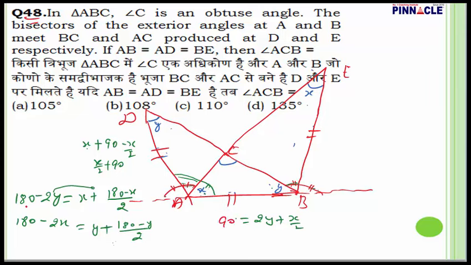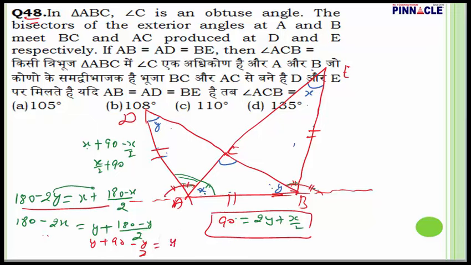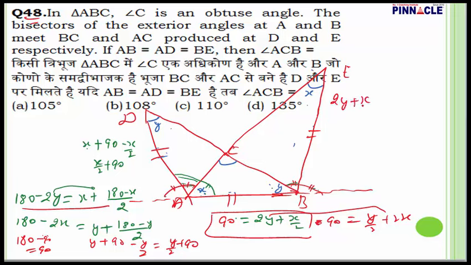This is 90. So from this we can find that this is 1, and from this you can find that this would be equal to y plus 90, because 180 by 2 is 90 minus y by 2, this would become y by 2 plus 90. This side it is 180, so 180 minus 90, that is 90. This would be equal to 90 plus y by 2 plus 2x. Now this is 90, this is 90. It means this equation is equal to this. So 2y plus x by 2 is equal to y by 2 plus 2x.